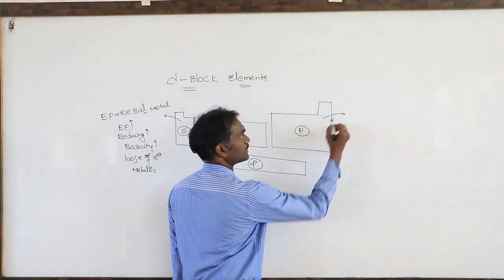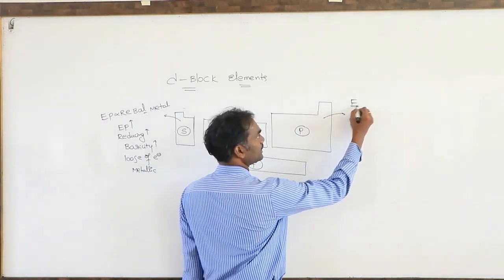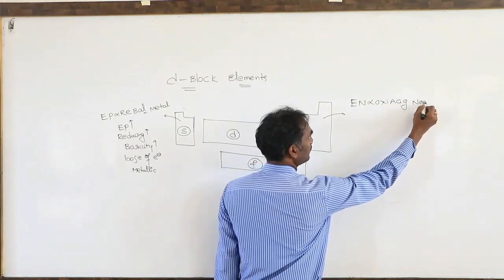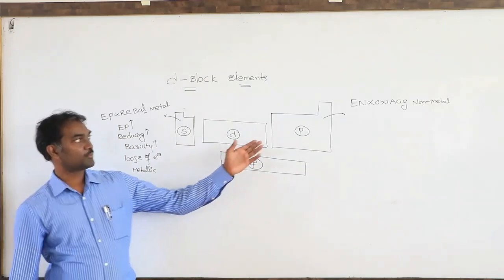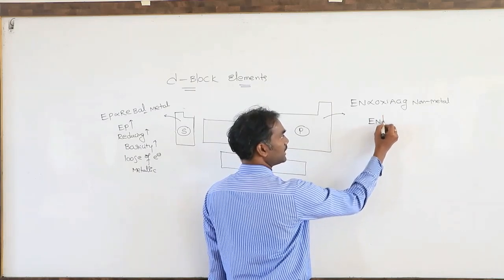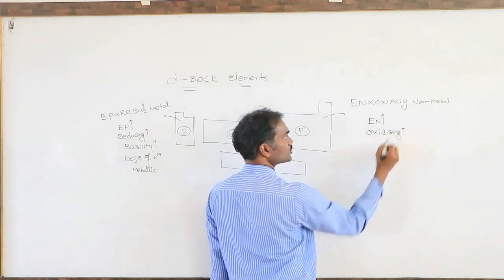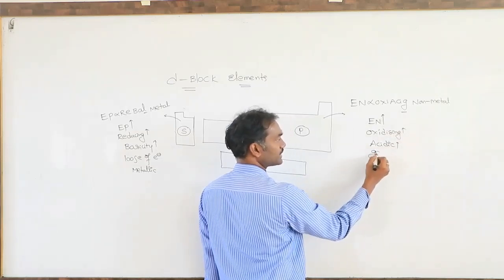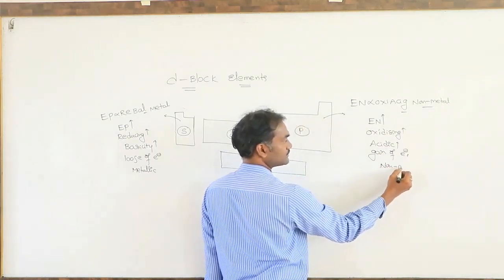Now the P block elements are exactly opposite of the S block elements. What are they? You can write En, Oxy Acid, Non-metal. So simply you can memorize it in one line. The P block element properties are En, Oxy Acid, Non-metal. Electronegativity is high. Oxidizing nature is also more. Next, acidic nature. G means gain of electrons. Next, non-metallic character.